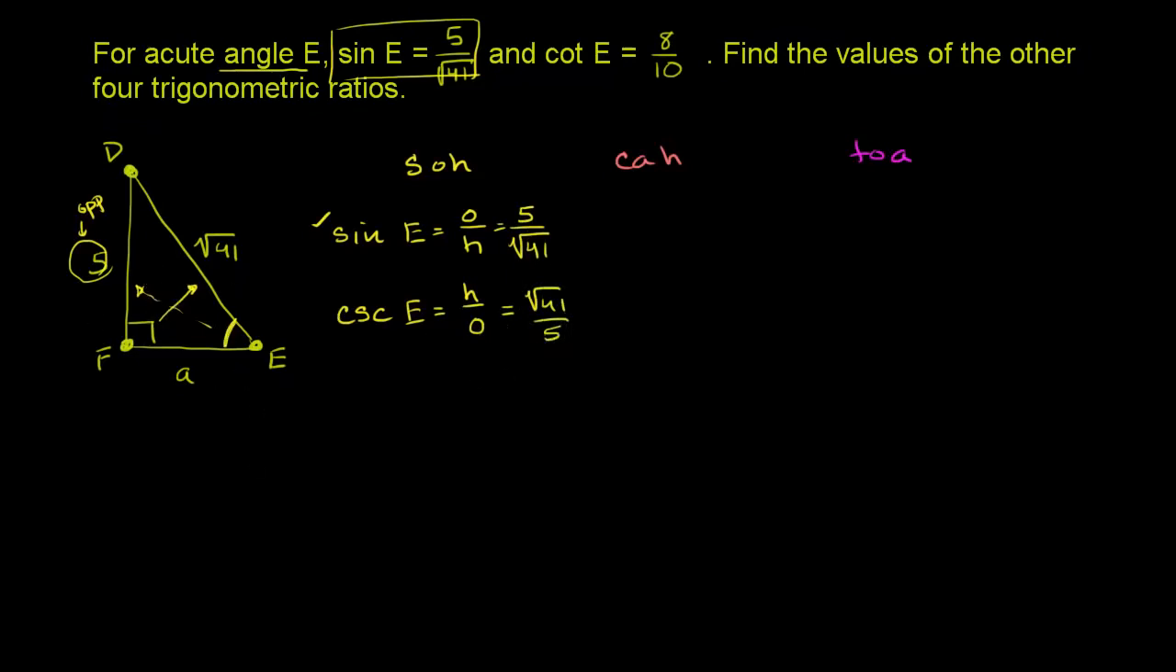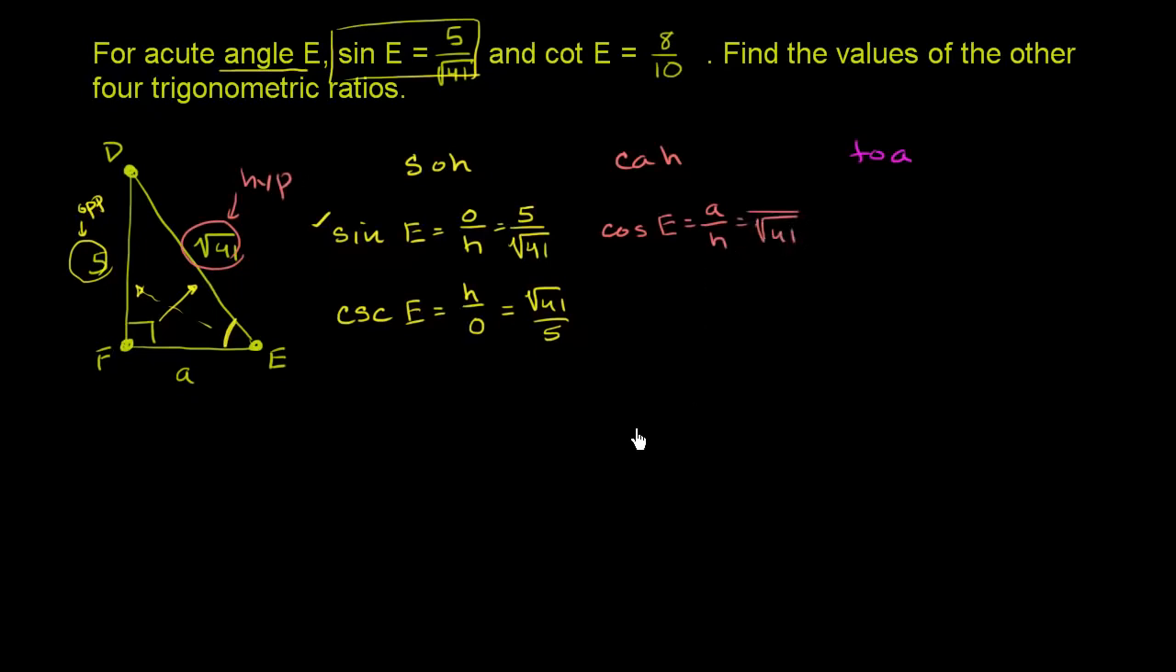Now let's think about the cosine. What is the cosine of E going to be equal to? First think about what the definition is. Cosine of E is going to be what? Well, this CA tells us it's going to be equal to the adjacent over the hypotenuse. If we look over here, we know what the hypotenuse is. Hypotenuse is square root of 41.